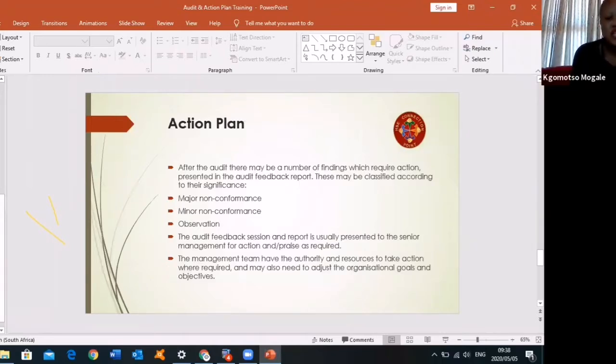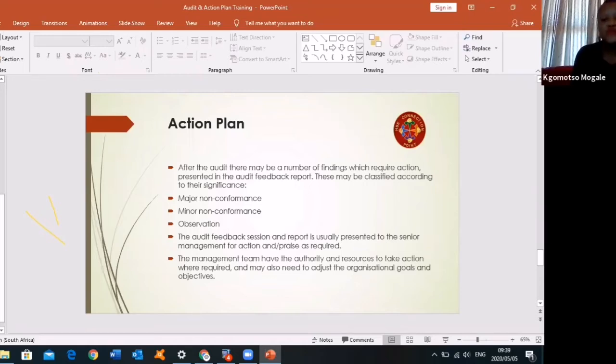So the action plan, guys: after the audit, there may be a number of findings which require action, presented in the audit feedback report. This may be classified according to their significance. So after the audit, that's why I said there will be feedback. At the feedback session, that's where they're going to tell us what we need to do, what they have observed, what they have identified, and we have to, as a company, after that, come up with the action plan. What are we going to do?